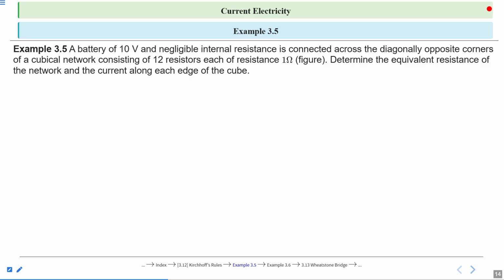A battery of 10 volt and negligible internal resistance is connected across the diagonally opposite corners of a cubical network consisting of 12 resistors, each of resistance 1 ohm. Determine the equivalent resistance of the network and current along each edge of the cube.